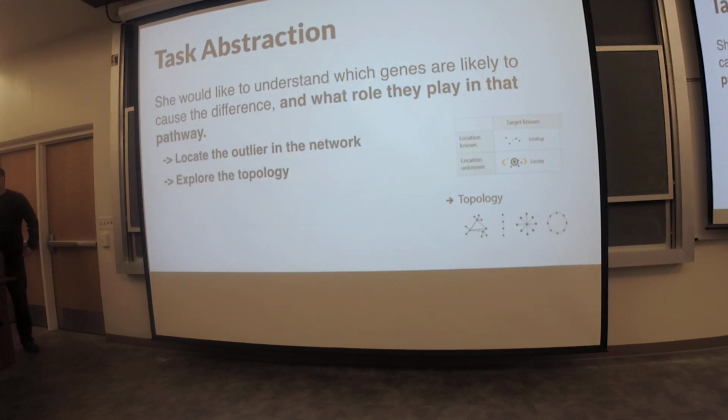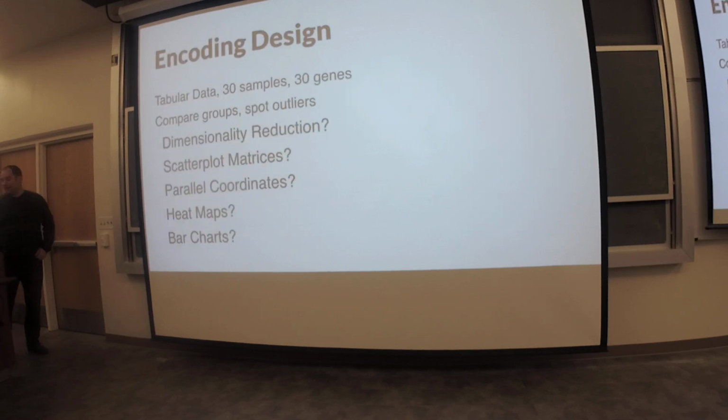So then the next step is you would like to understand which genes are likely to cause a difference and what role they play in that pathway. And if you look at the second clause here, what we want to do is locate the outlier in the network, but also explore the topology of the network. So where is an outlier gene in the whole network? What role does it play in that network? And then if we go into encoding design, what we end up with is a tabular data set of about 30 samples and 30 genes. So that's not too big.